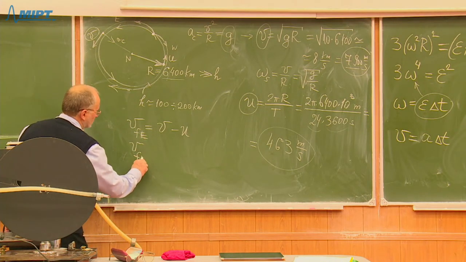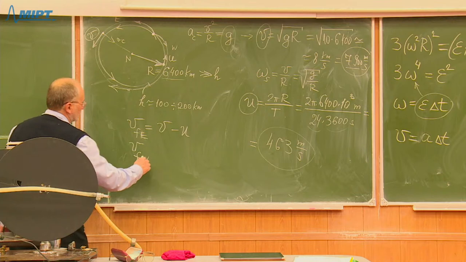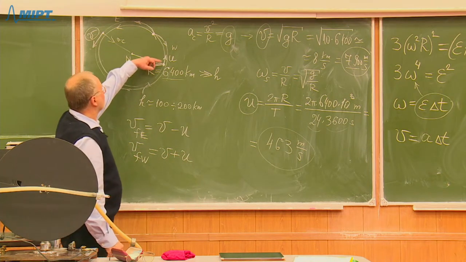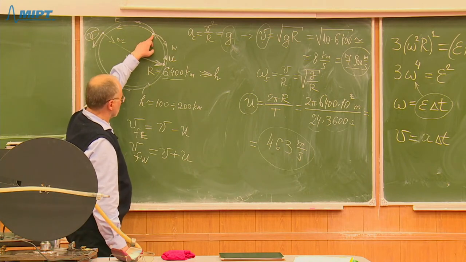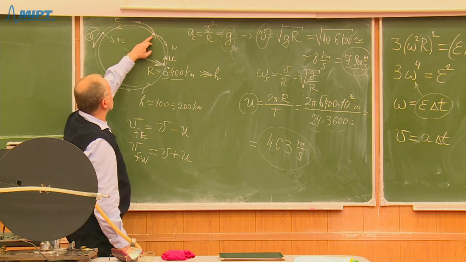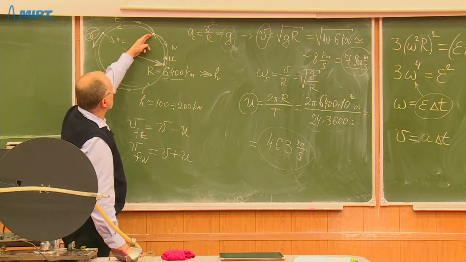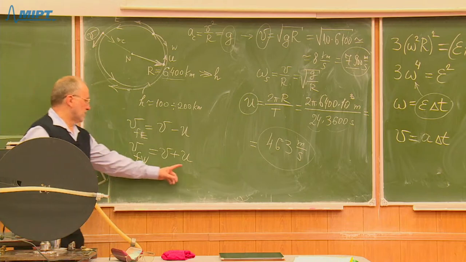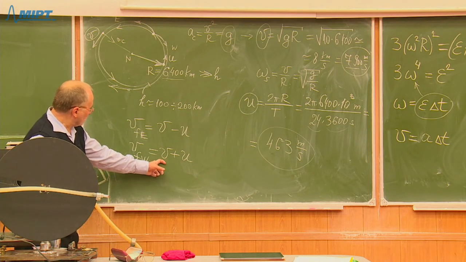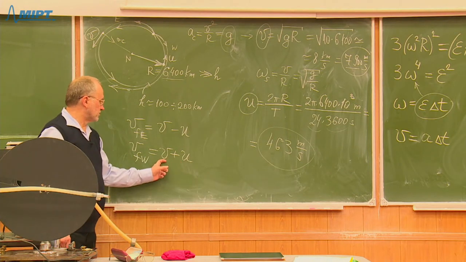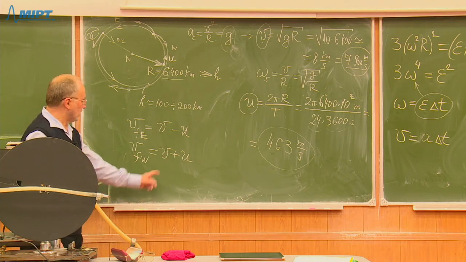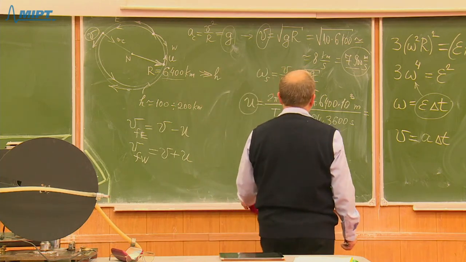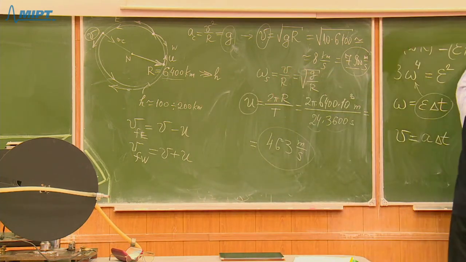And that will be the final velocity for the second satellite moving to the west. That will be v plus u, because u is the initial velocity of the satellite. If you go in this direction, the initial velocity will help you. If you go in the opposite direction, the initial velocity will force you to achieve a larger final velocity. So what is the difference in percentage between these two velocities?